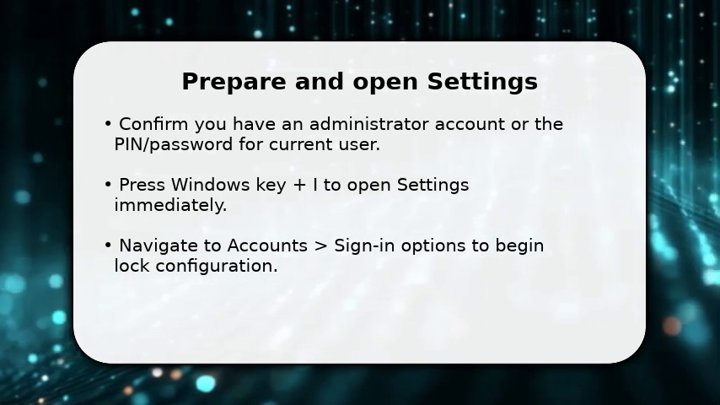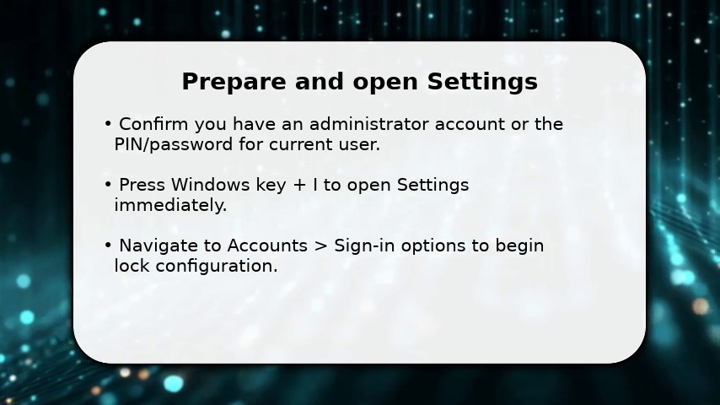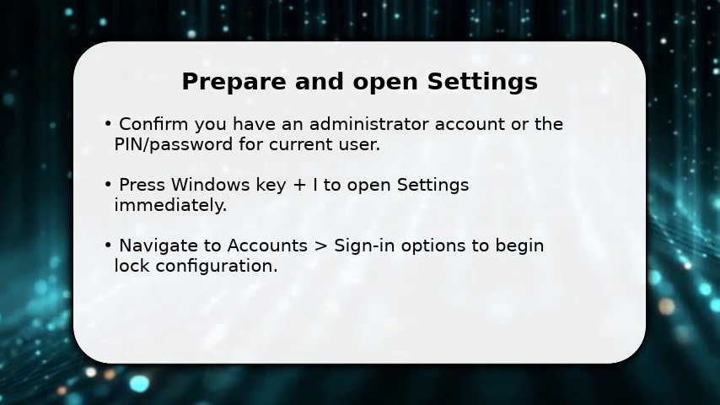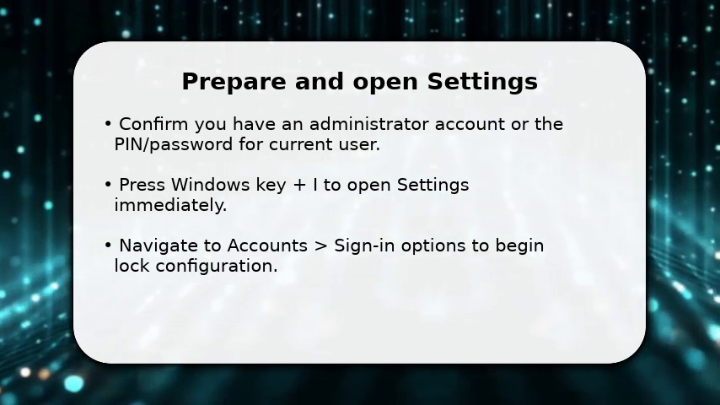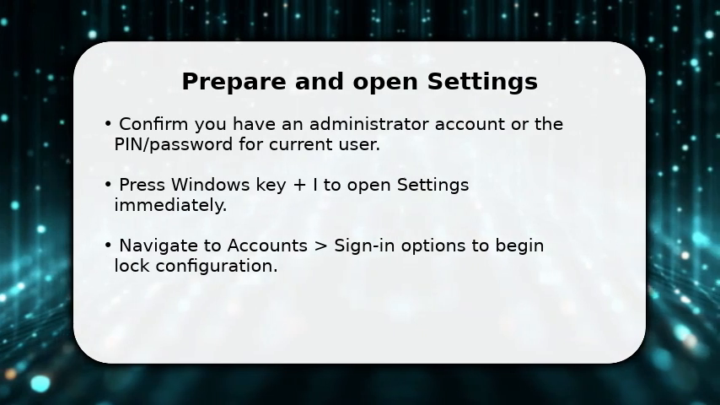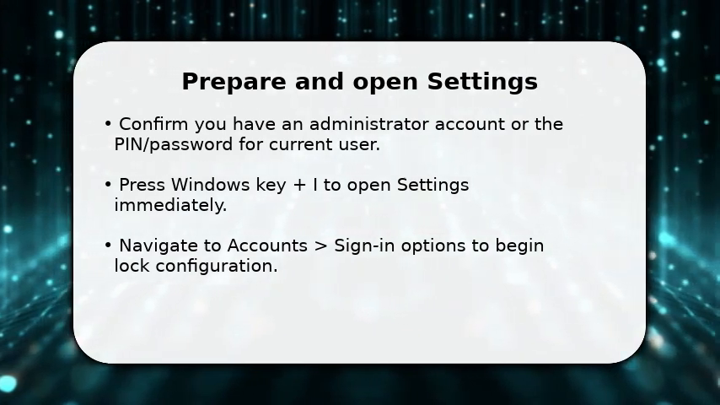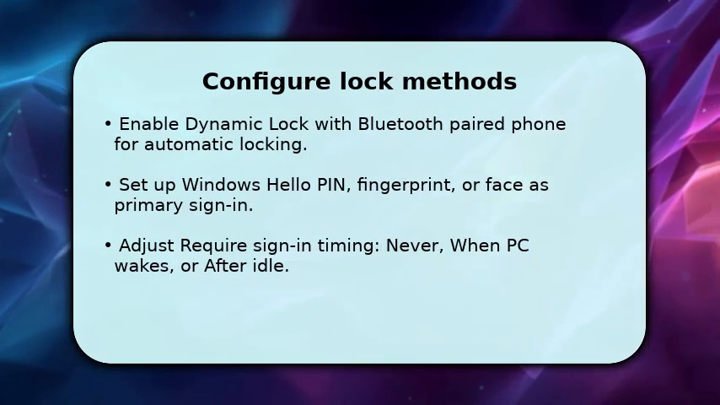Next, click Accounts, then select Sign-in Options. This is where Windows centralizes lock and sign-in controls. Make sure to stay on that page while we adjust the lock behavior and choose a method that fits your security needs. Now you configure how Windows locks.